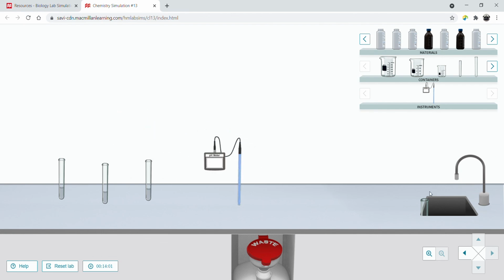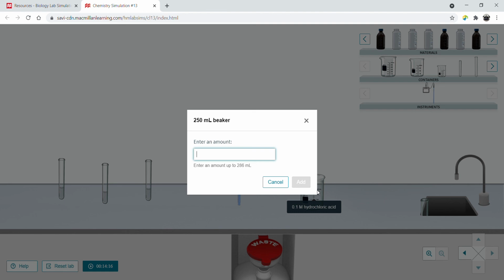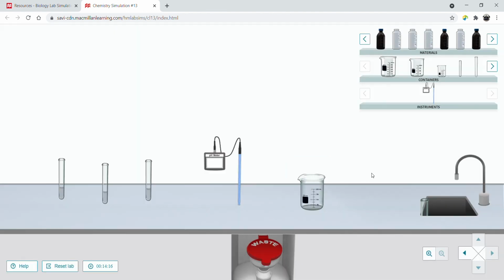Now what we're going to do is add the hydrochloric acid. It only lets us put hydrochloric acid in a beaker and then dispense it. And I can't remember, I think it's 10 milliliters. You know what, I should check that so I don't screw this up.